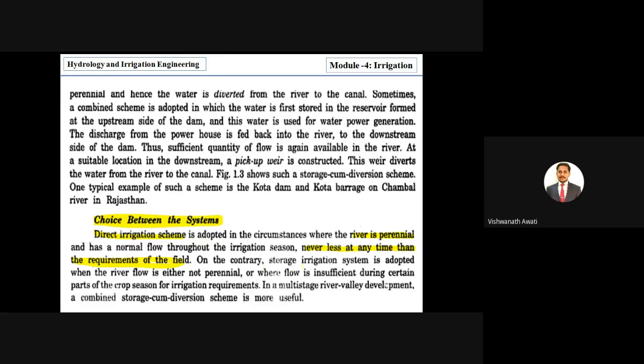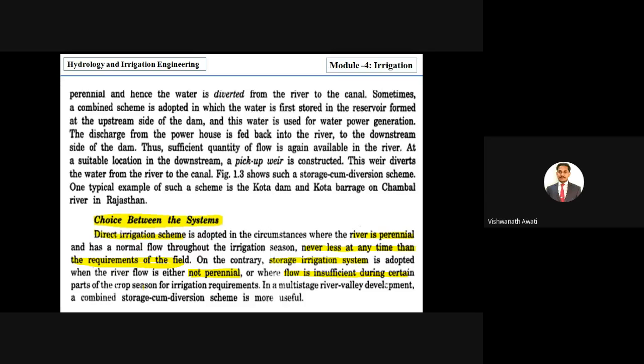On the contrary, the storage irrigation scheme, right? Next is the storage irrigation system. A storage irrigation system is adopted when river flow is either not perennial or where flow is insufficient during a certain part of the crop season. So here we know some seasonal flow of water will be there in the river.